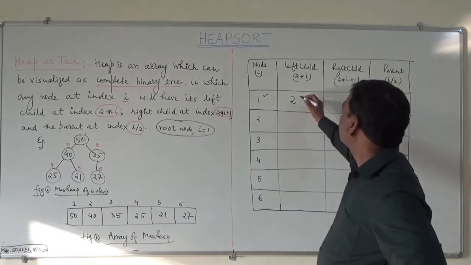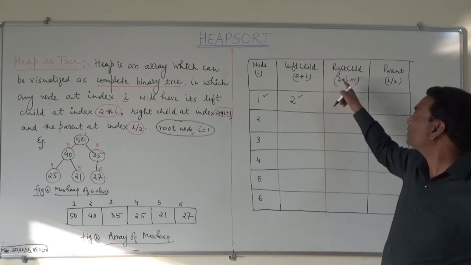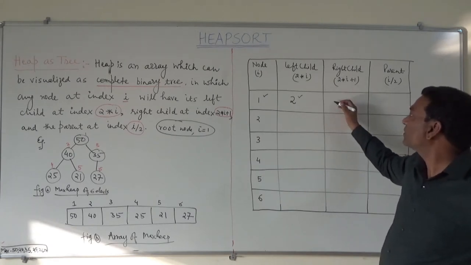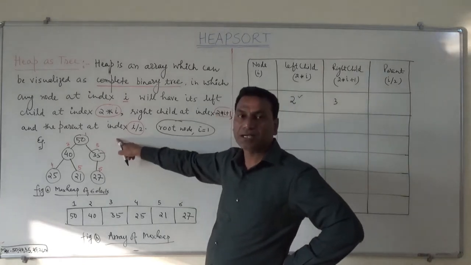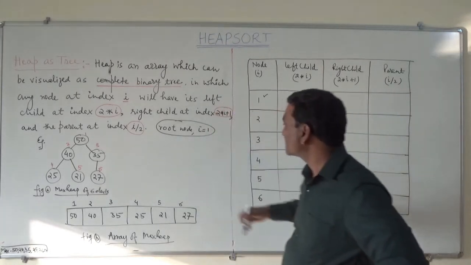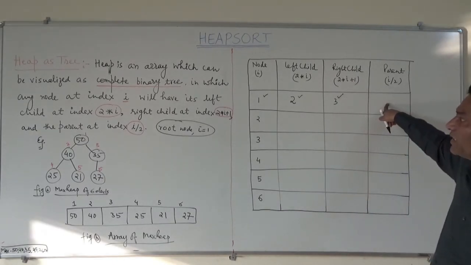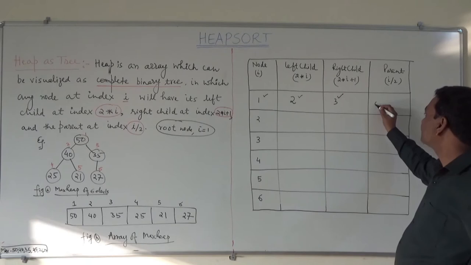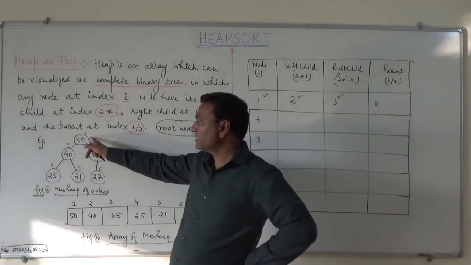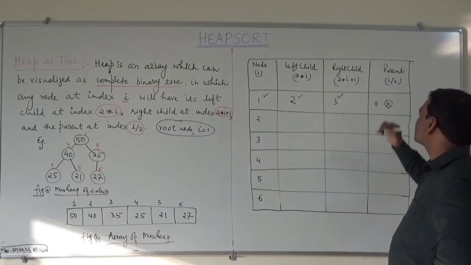Now its right child will be 2 into I plus 1. So this is 2 into 1 plus 1, so this will be 3. So its right child is at third position, at index 3. So this is 35. So it is also verified. Now we can see the parent. Parent of this will be 1 upon 2, so it will be 0. So its parent is at 0th position, which does not exist.